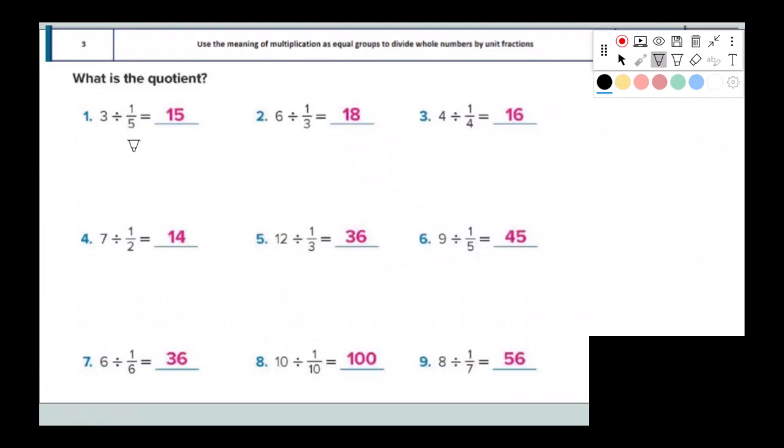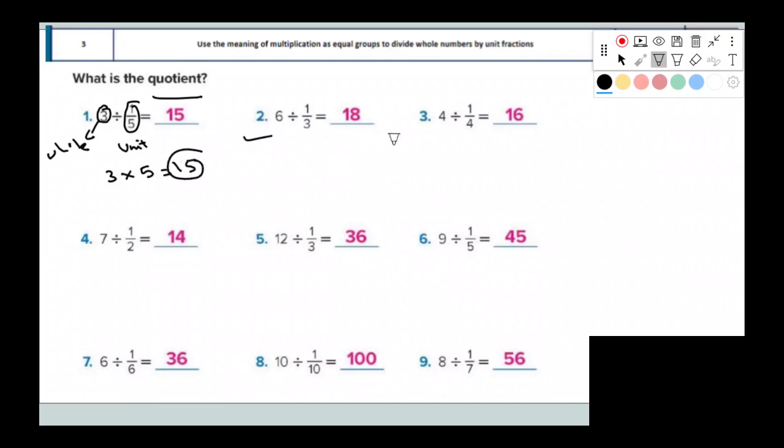Now, again, what is the quotient? What are we doing here? It's the same. You are dividing a whole number and a unit fraction. So this is a unit fraction. We must multiply the whole number and the denominator of the unit fraction. So 3 times 5 is 15.